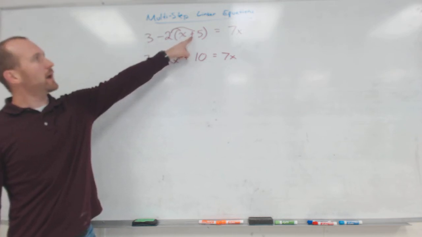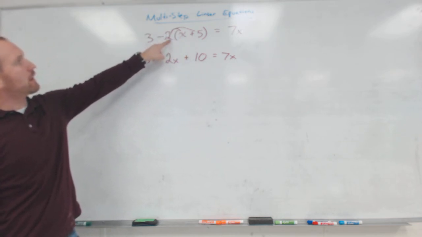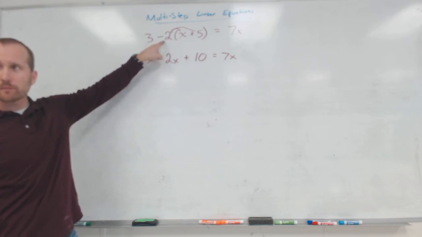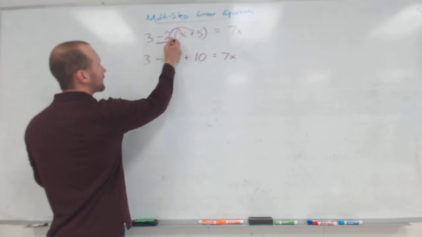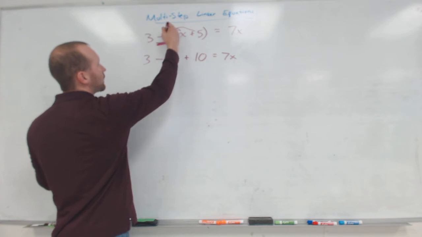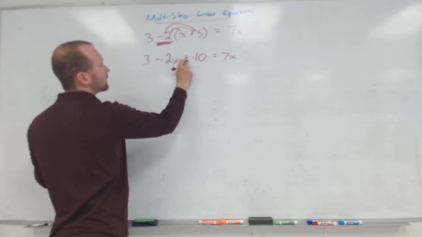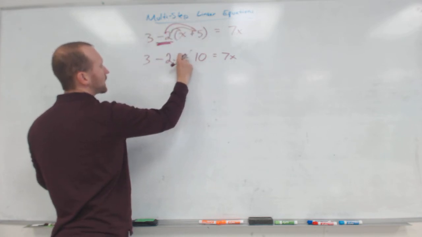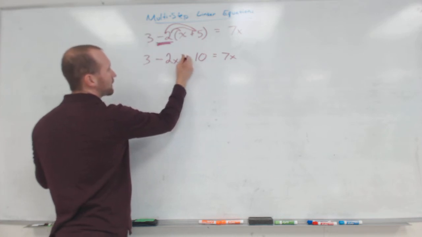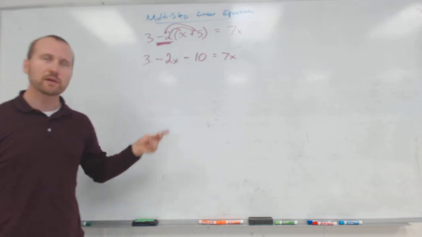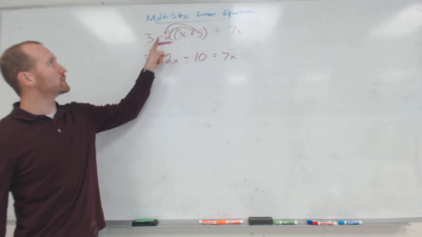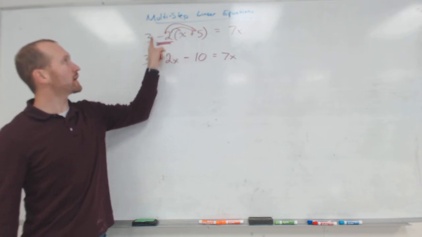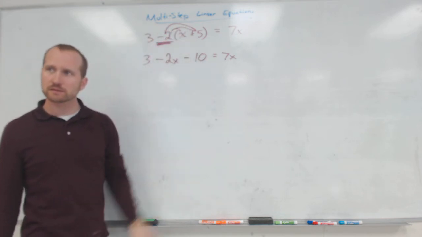But what am I actually multiplying? Remember that when I multiply this number, I have to multiply the negative along with that number, right? So not just 2 times 10, 2 times 5, negative 2 times 5. So that negative travels with the 2, and it affects everything in those parentheses.